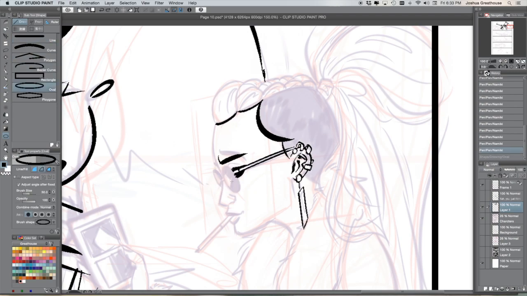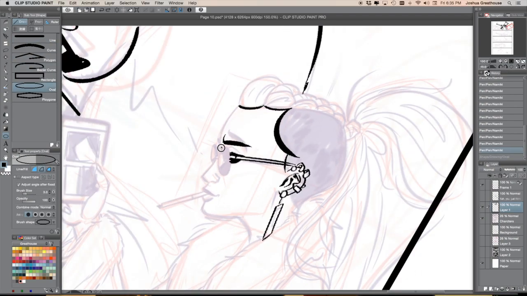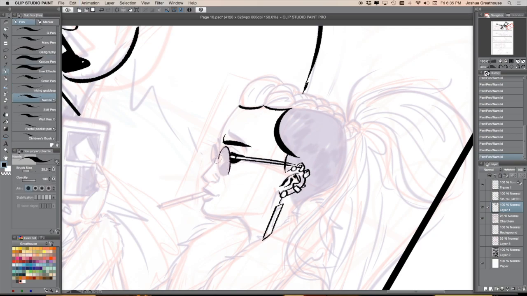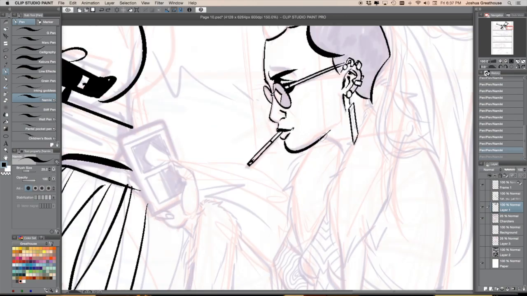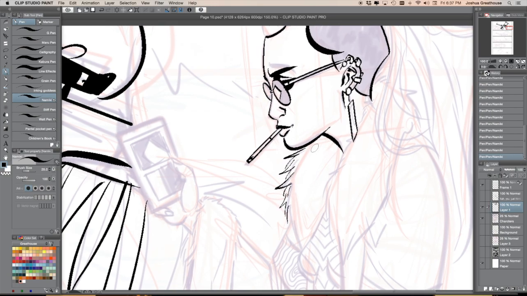So I don't know. Anyway, I also enjoy the inking process because a lot of the questions are kind of off the table and it's more about, hey, let's make this as good as possible. So anyway, this has been me just kind of rambling, I guess, a little bit about my inking process.